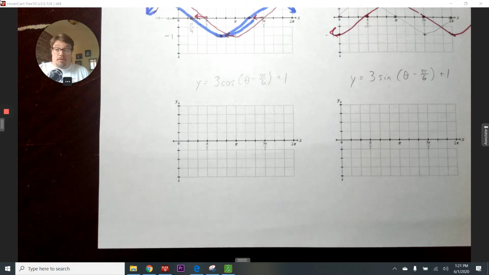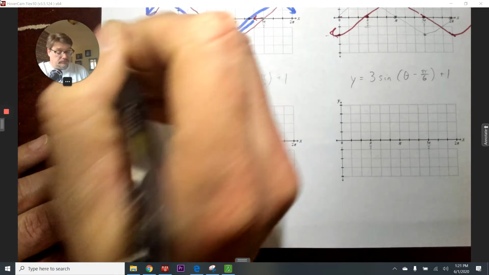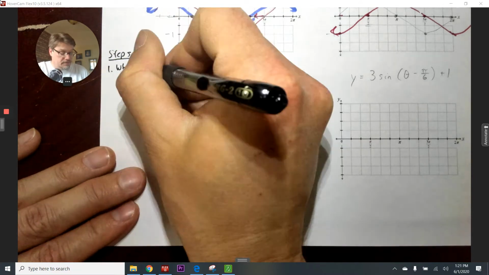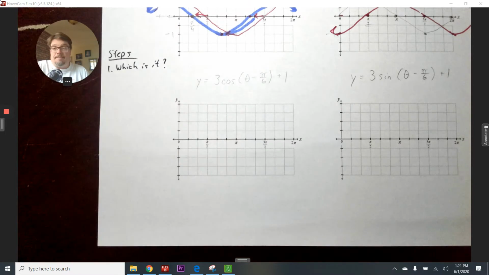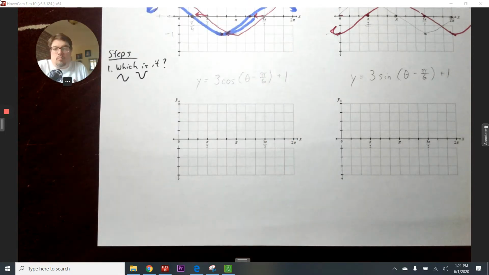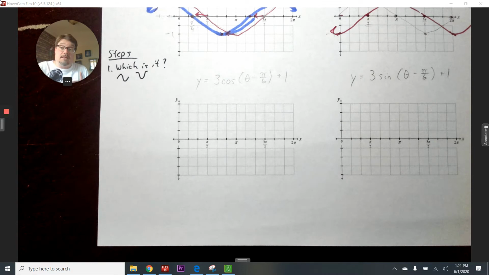First, let's just go ahead and talk about the steps here. The first step is, which pattern? Is it sine or cosine? Do I start like this or do I go like that? It's basically those 2 fundamental patterns. Do I start in the middle and then end in the middle, or do I start up and then end up? All right, that's the first thing.